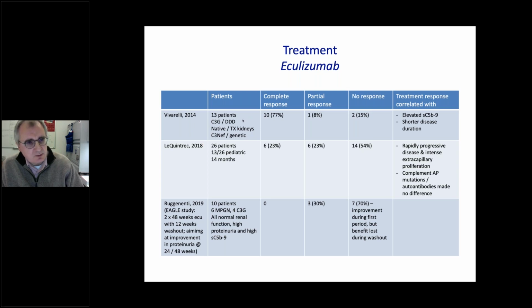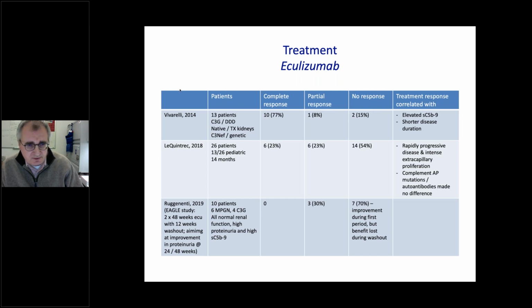Our host, Marina, has published a case series of 13 patients with C3G and dense deposit disease, both native and transplant kidneys, and various defects in the system, of whom 3/4 responded. And those patients were characterized or stood out by high C5b9 levels and a shorter treatment, a shorter disease duration.